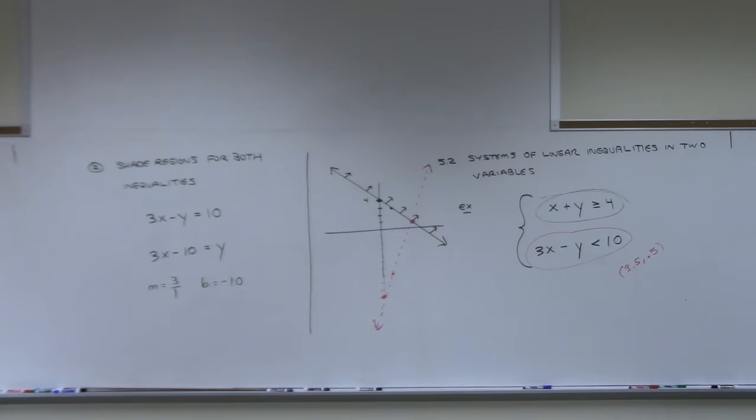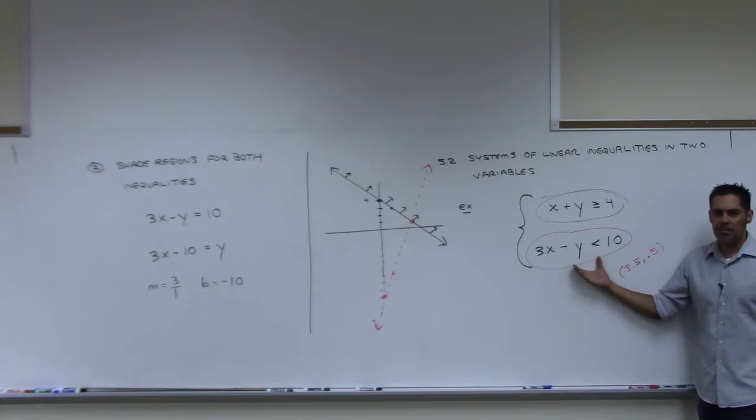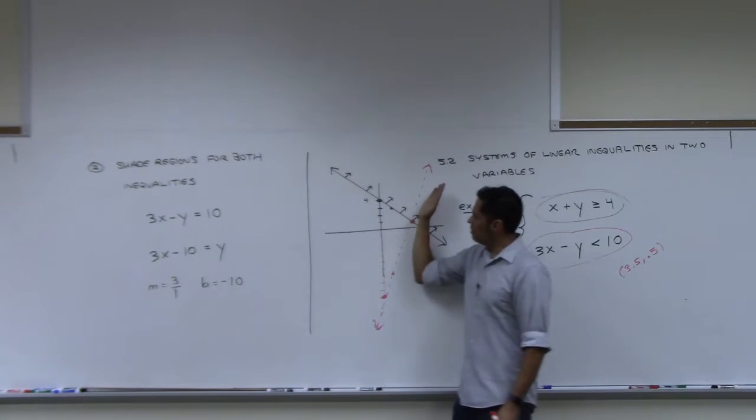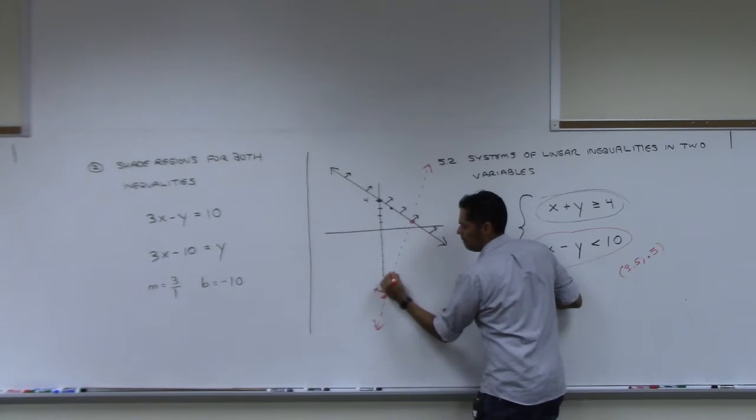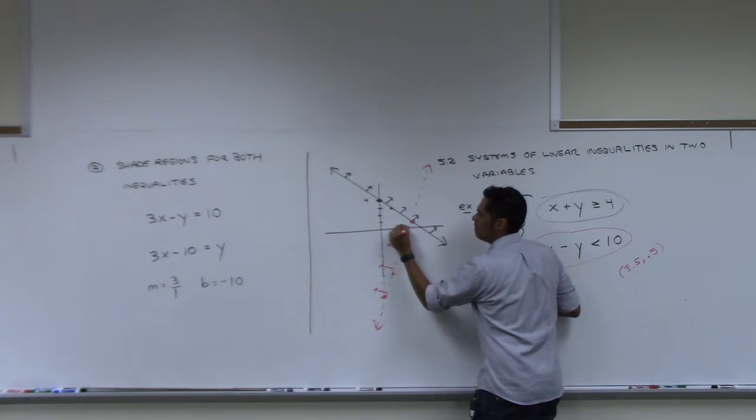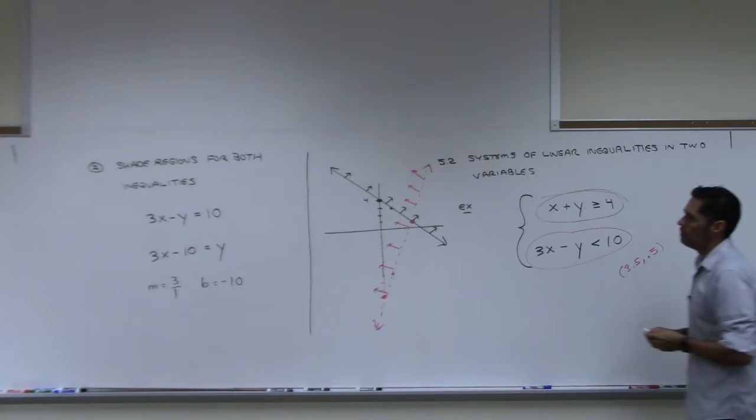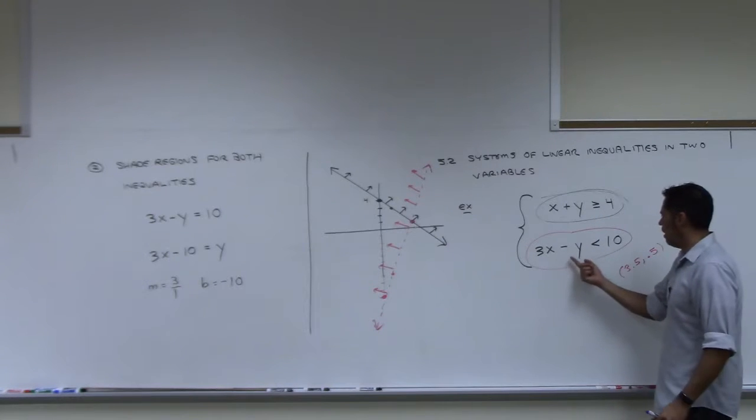What do I do now? Test a point. Good. So let's plug in 0, 0 into this one. Does it work? Does 0, 0 work in here? Yes. Which means since 0, 0 is here, and here's my dotted line, it's everything that way, right? So it's going to be here, here, here, here. So it would just be 3 times 0 minus 0, and of course that's 0. Yes, that's 0, and then is less than 10.